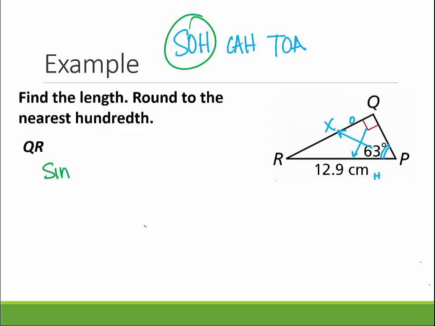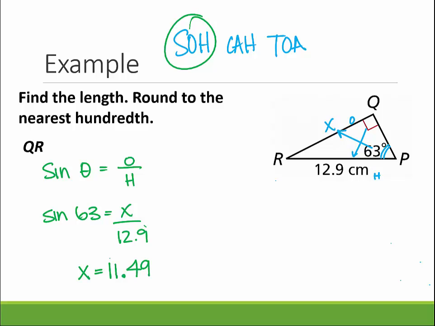So remember, the sine of an angle is the ratio of the opposite over the hypotenuse. So then plug in what you know. The sine of 63 degrees is the opposite side, which I don't know, divided by the hypotenuse, which is 12.9. So the sine of 63, remember, is just a number. And then I'm going to multiply that by 12.9. And I end up with my opposite side has to be about 11.49 centimeters.